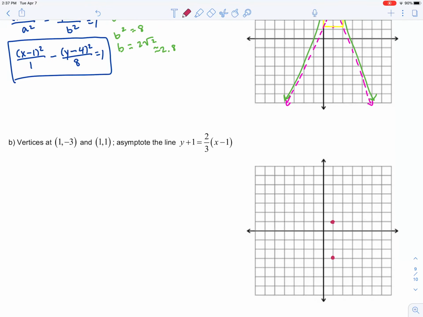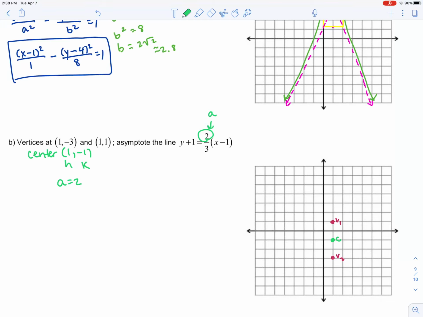So I have 1, -3 as one vertex, and 1, 1 as another vertex. Okay, let's label them. So the center should lie directly between those two vertices. So the center will be here. Let's write that down. The center is the point 1, -1. So this is h and this is k. It also tells me my a value. My a value must be 2. a is the distance from the center to a vertex.